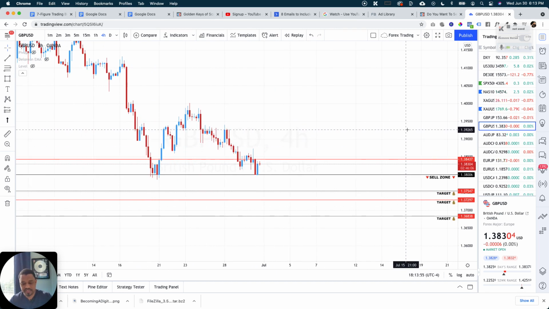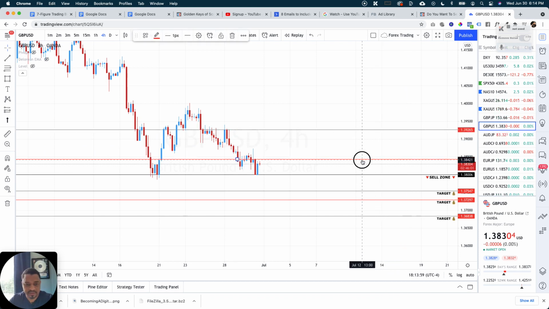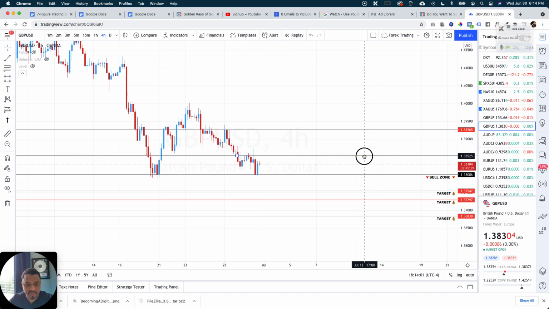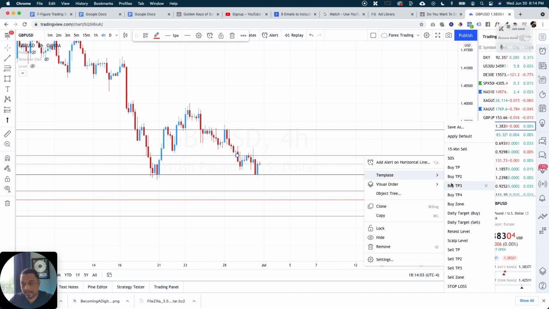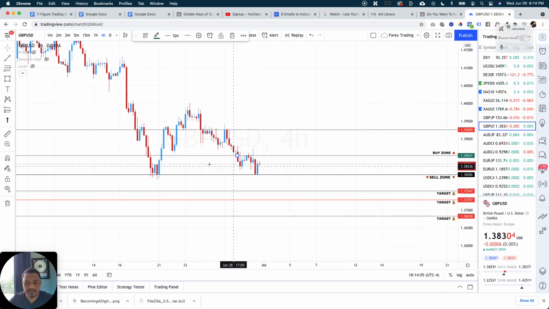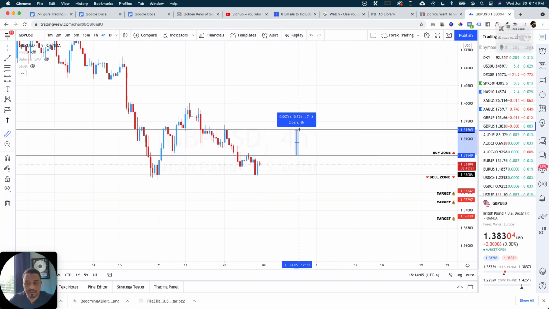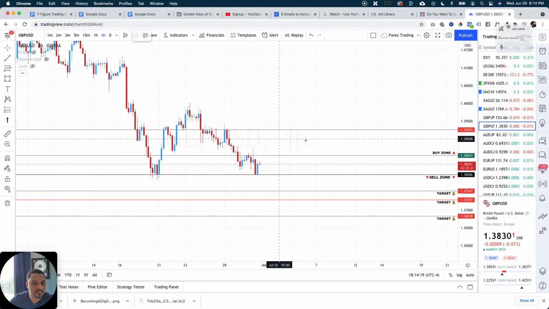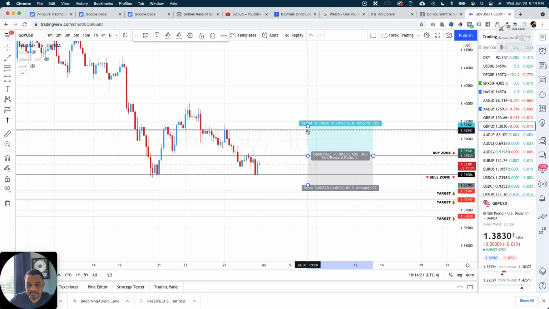So if you be patient, look at this. If this is my buy, this is a better one. This is my buy zone. My first target. First target is 70 pips. So my stop loss will be, just to give you an example. This is my target, my first target.